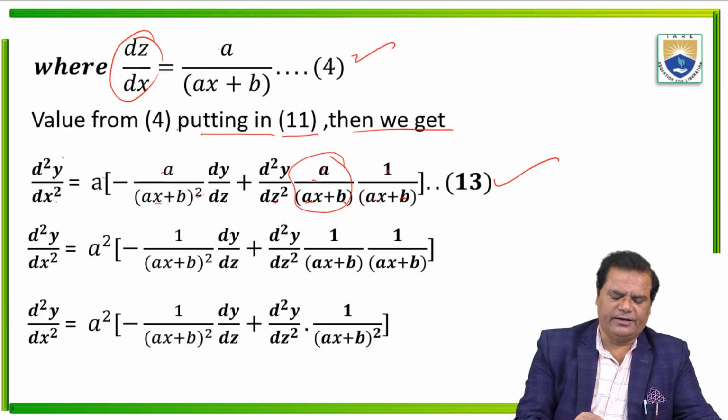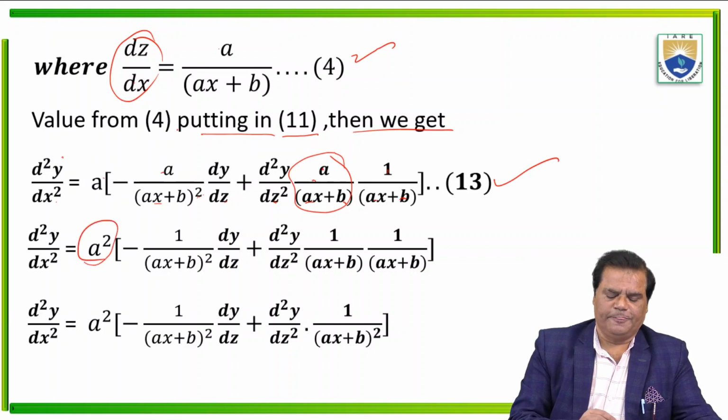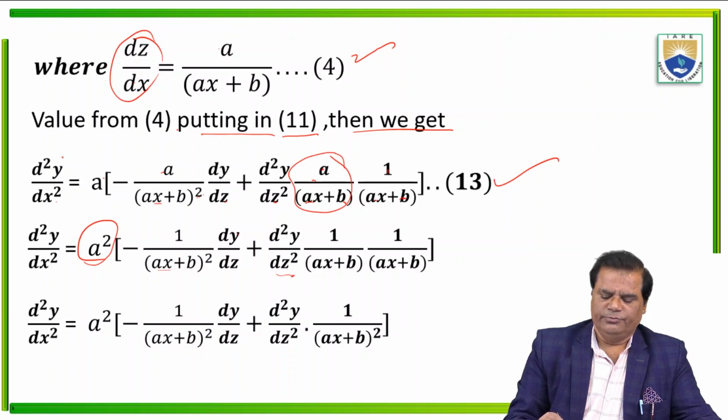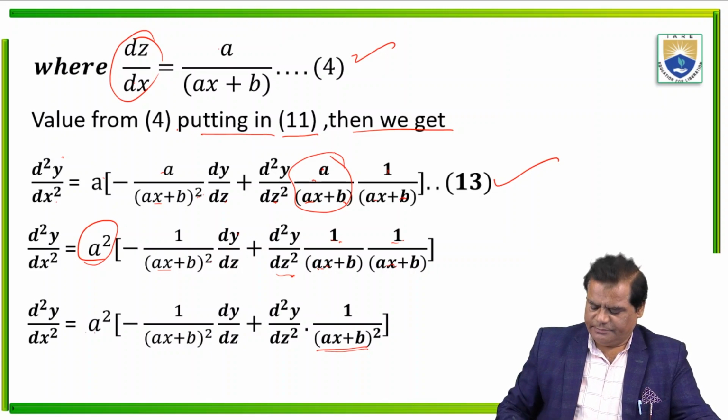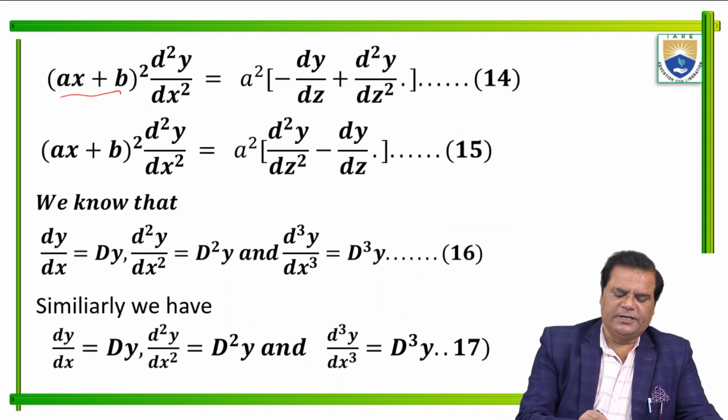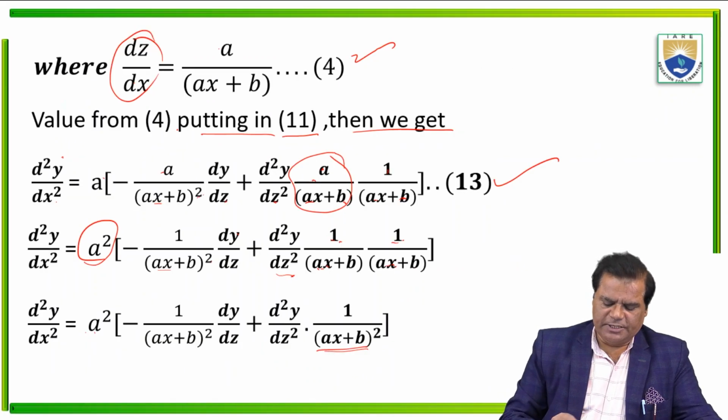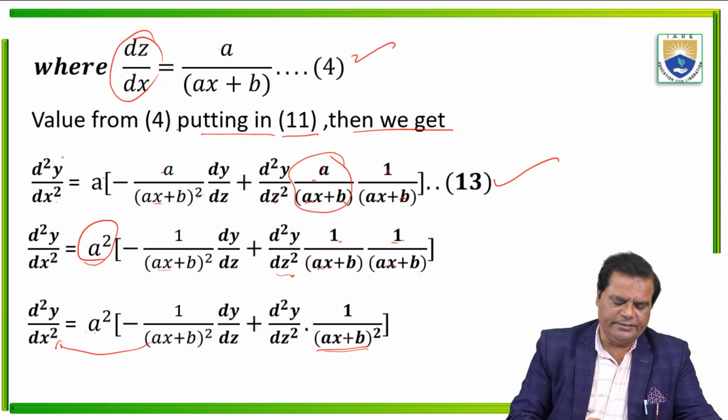A square is common here. So we get a square minus 1 upon (ax+b) whole square dy/dz plus d2y/dz2. This into this, so (ax+b) whole square. I am writing here (ax+b) whole square. A square is common here. And this result. Now here (ax+b) whole square, taking this side.